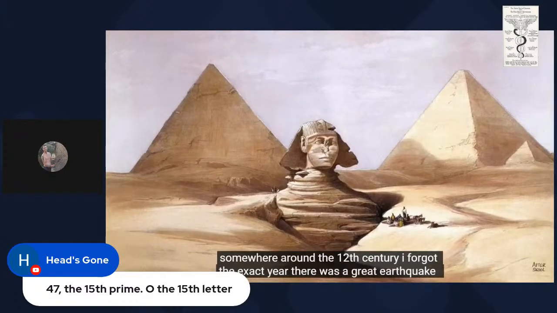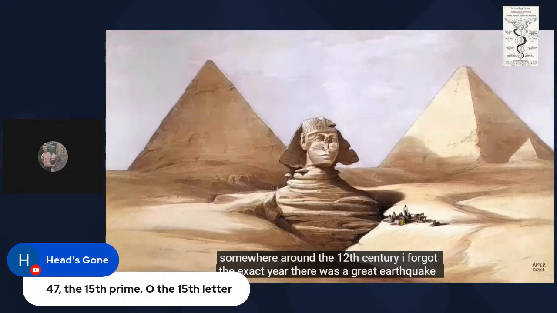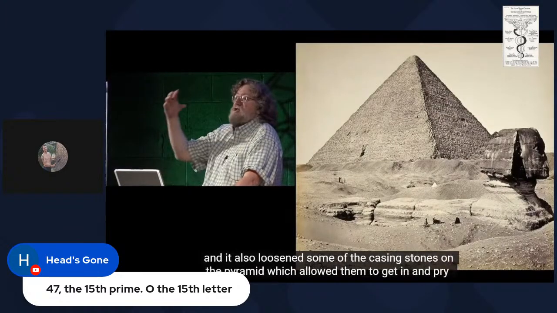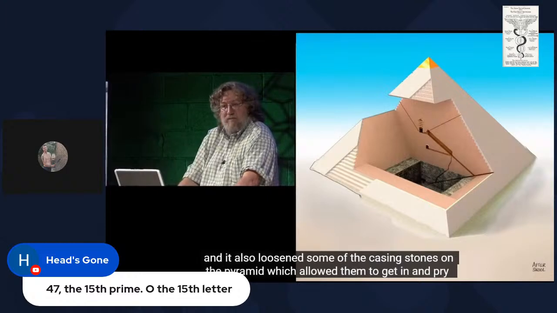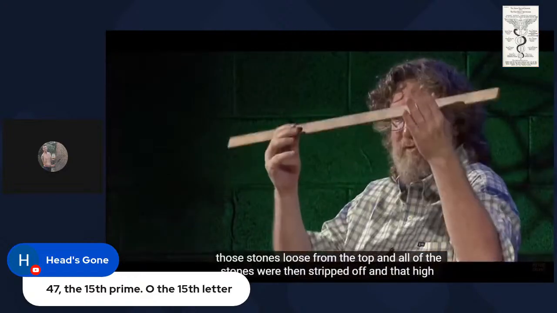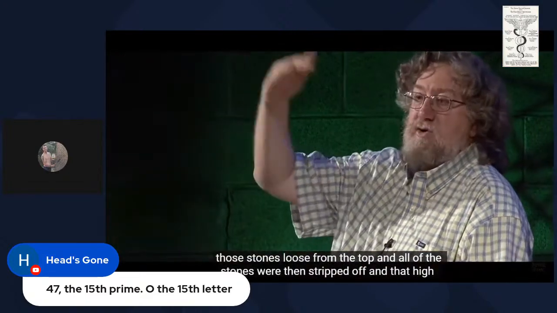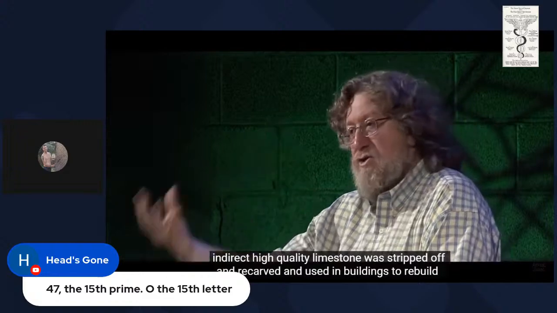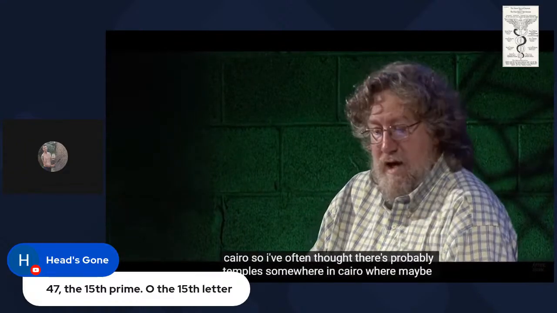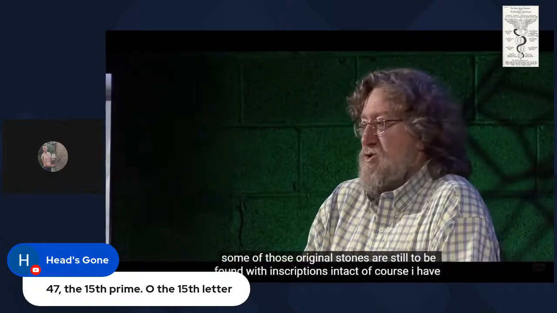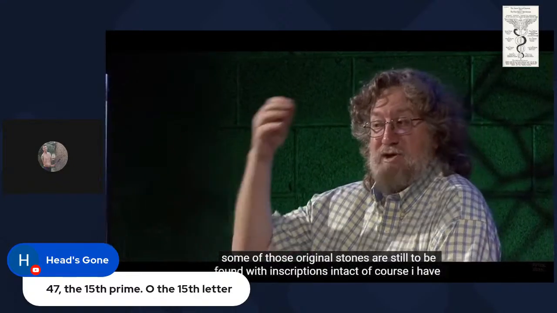And then somewhere around the 12th century, I've forgotten the exact year, there was a great earthquake in northern Egypt. And it caused most of the buildings in Cairo to collapse. And it also loosened some of the casing stones on the pyramid, which allowed them to get in and pry those stones loose from the top. And all of the stones were then stripped off, and that indurate high quality limestone was stripped off and recarved and used in buildings to rebuild Cairo. So I've often thought there's probably temples somewhere in Cairo where maybe some of those original stones are still to be found with inscriptions intact.